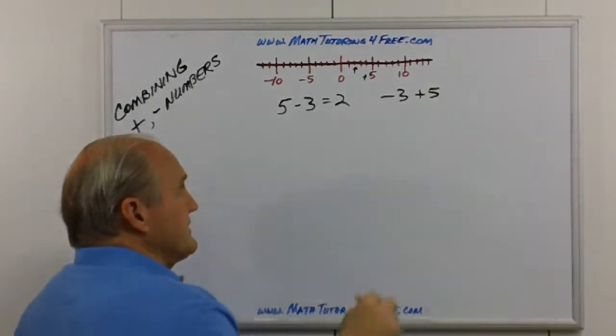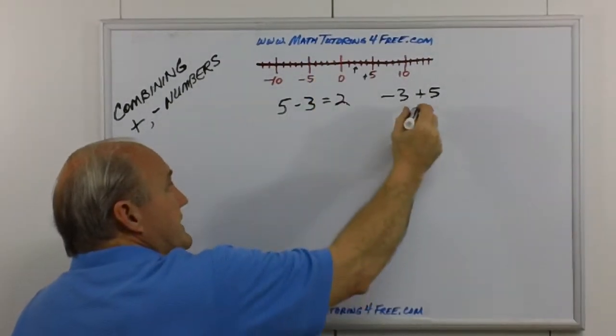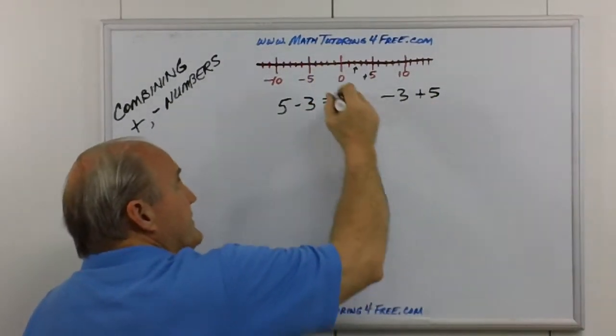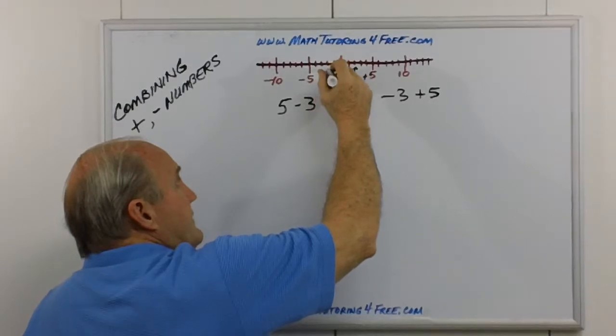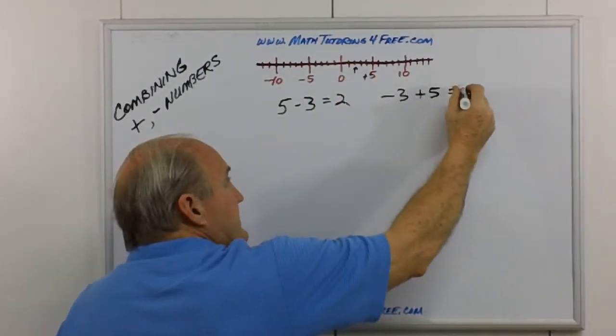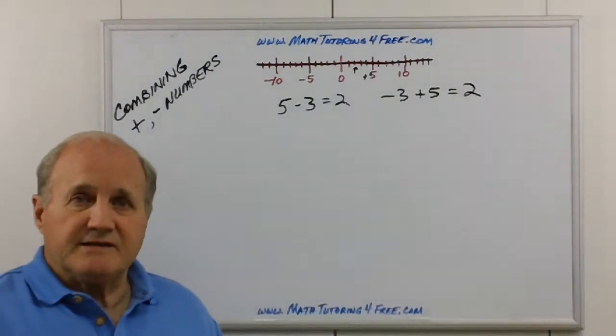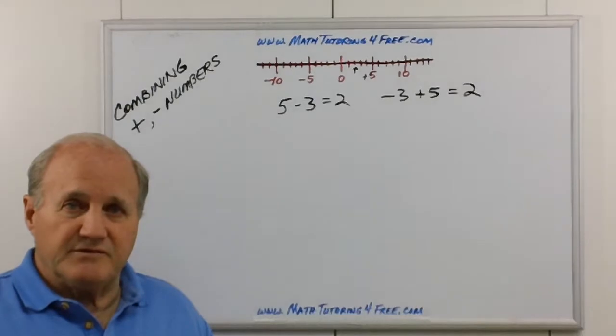But let's start with this now at the negative 3. If we start over here at negative 3 and we're adding 5, we're going to the right. So we're going to go 1, 2, 3, 4, 5. We're going to end up at the same place, aren't we? So basically we're saying it doesn't matter which order the numbers are in.